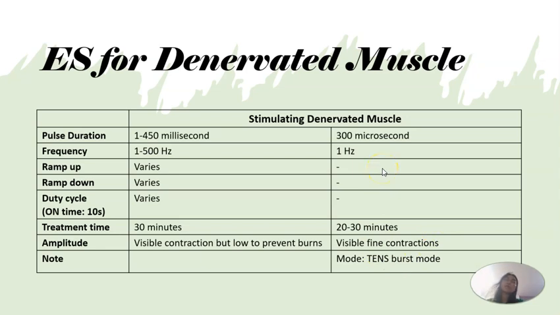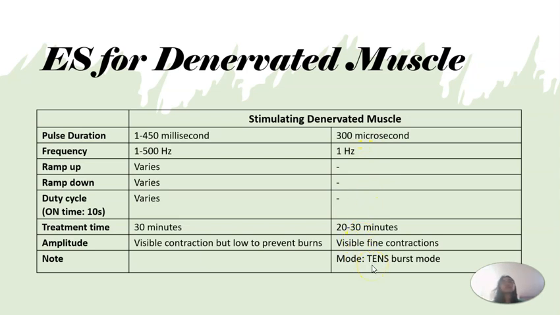Just a note, for portable ES machines, ang mode na isa-select nyo to stimulate the denervated muscle is under the TENS mode. Then select nyo yung letter B, yung burst mode. And then select these: 1 Hertz, 300 microseconds. So, that's for your denervated muscle. Yan na kasi yung 300 microseconds na kasi ang maximum ng portable ES machines.